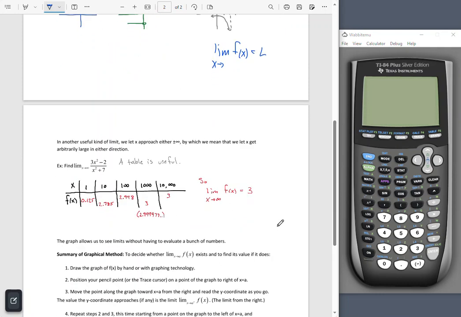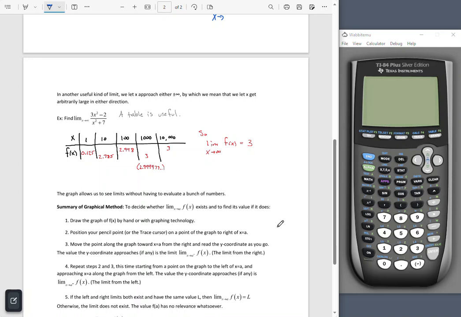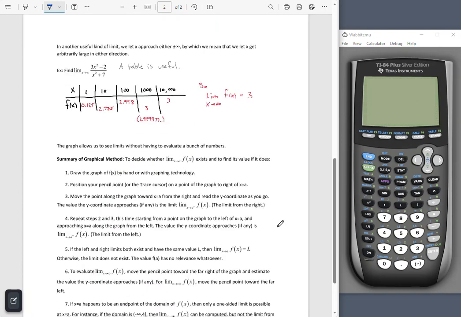In another useful kind of limit, we let x approach either positive or negative infinity, by which we mean we let x get arbitrarily large in either direction. Oh my goodness, I'm looking at how useless these notes are. I'll do a follow-up video to this one with a couple more examples.